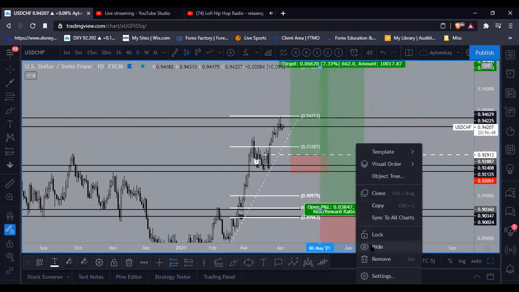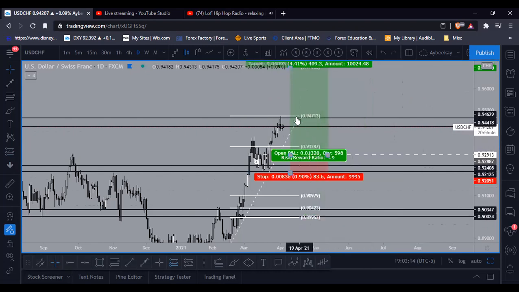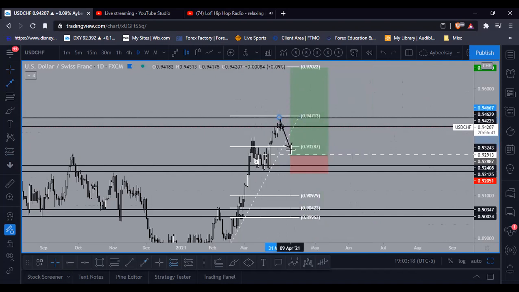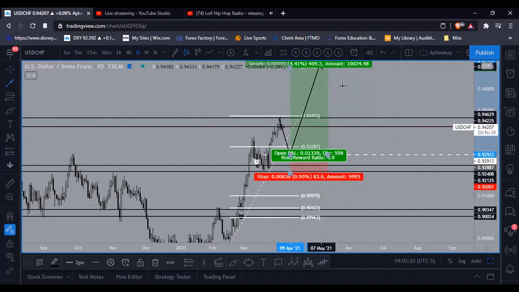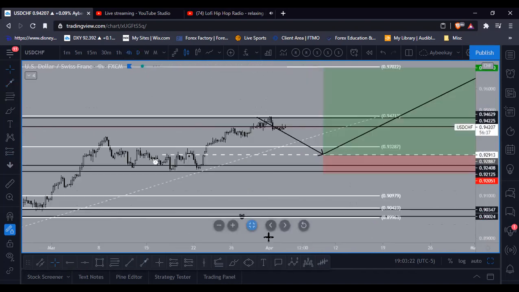So I'm gonna save this as well, hide it. But I'm looking for this trade overall. So you, Chef: push to the low side, continuation to the upside. Going over to the 4 hour time frame.